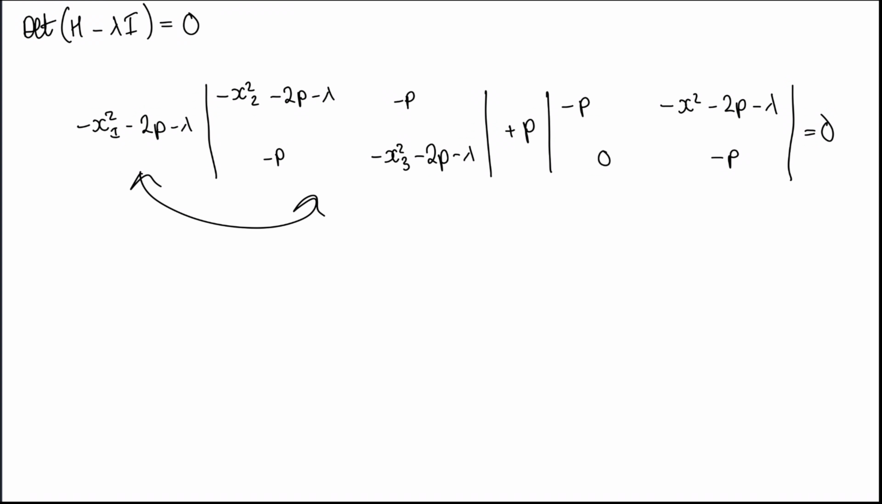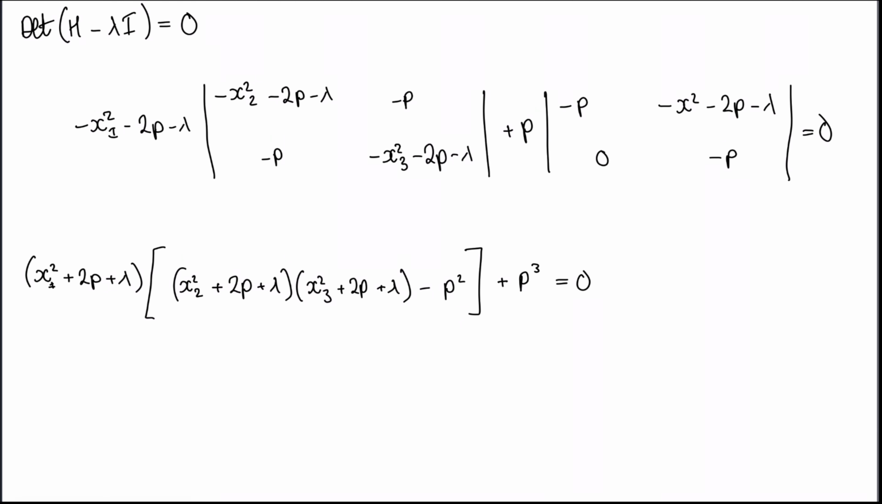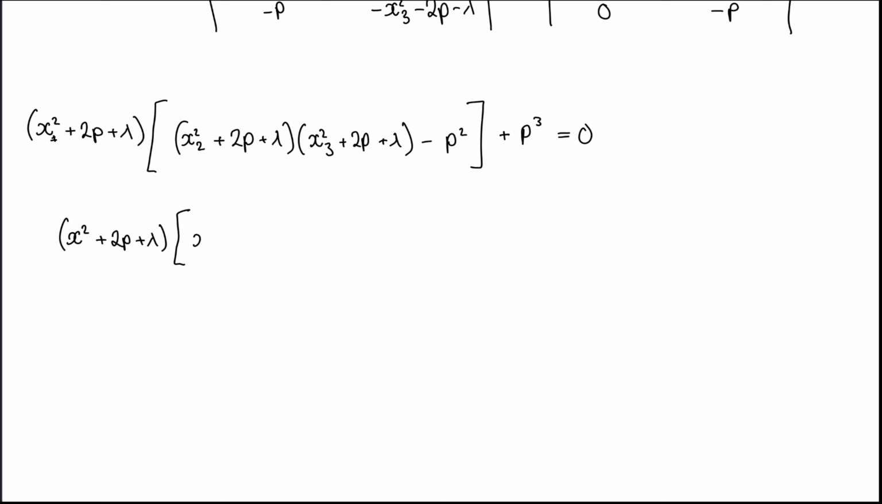If we multiply everything here by the minus, we just get x squared plus 2 rho plus lambda, and then if we work out the determinant, we get x squared 2 plus 2 rho plus lambda, x squared 3 plus 2 rho plus lambda minus rho squared, and then plus rho times rho, which is minus rho times minus rho, is just rho squared, and then it's just 0. So we just get rho cubed is equal to 0. If we now expand this out, we get x squared 2, x squared 3.